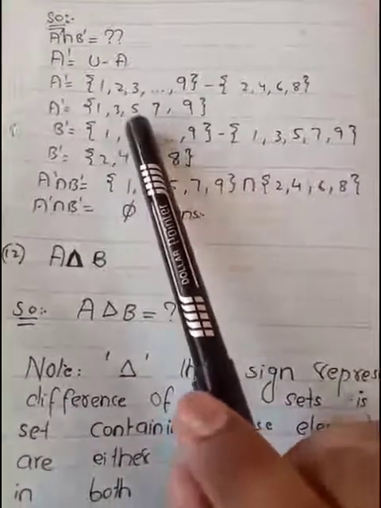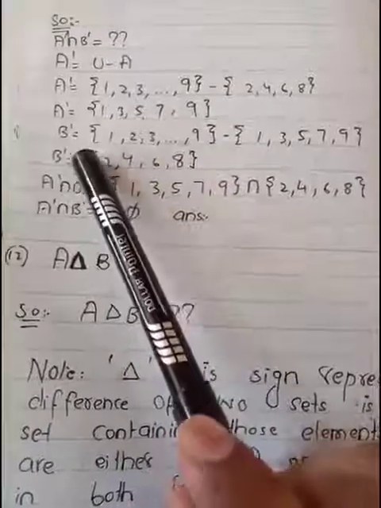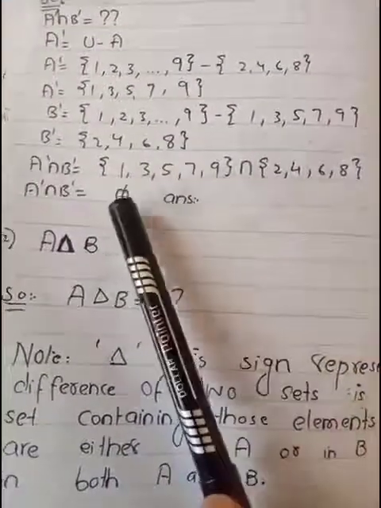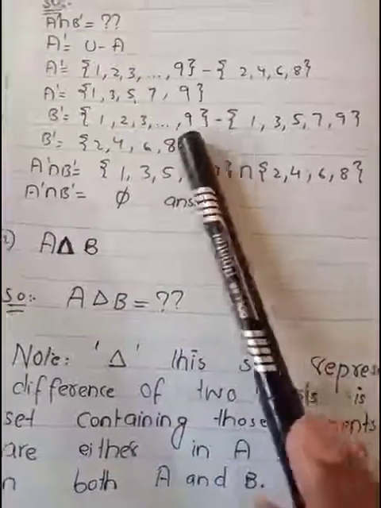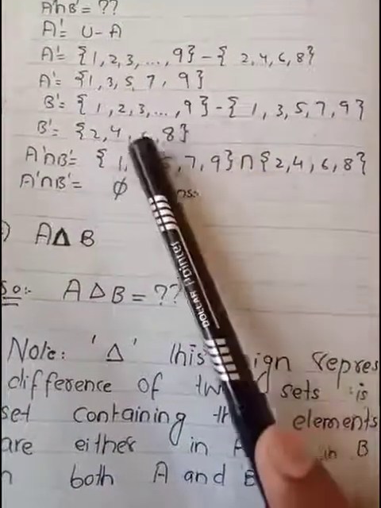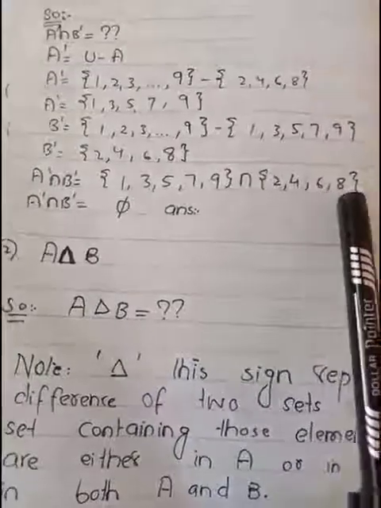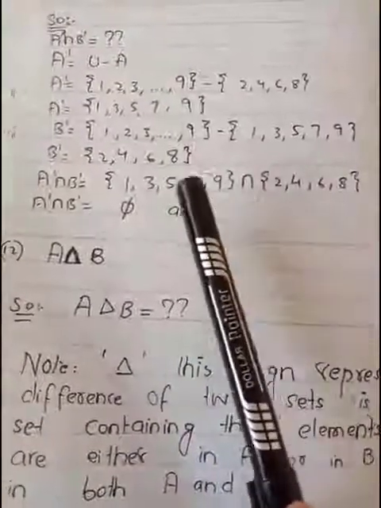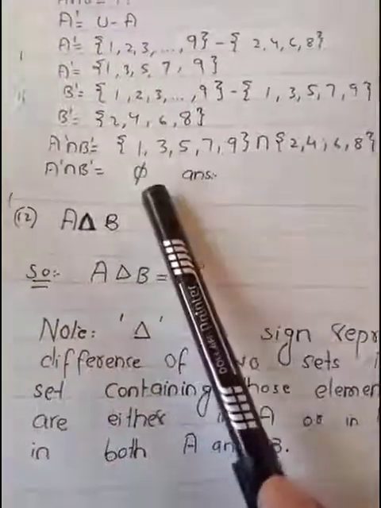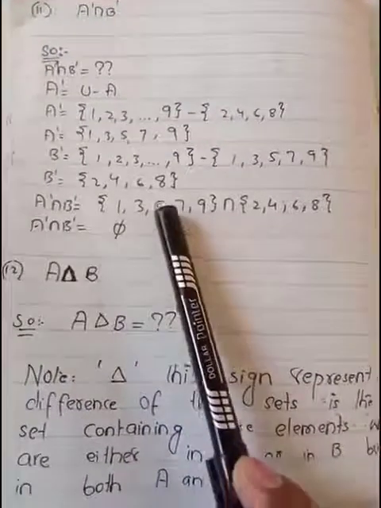After doing this, we will find the intersection between A complement and B complement. We get the answer null set because there is no element common in both sets. 1357 is totally different from 2468, so there is no common element between the two sets. So this was your homework up to question number 11.